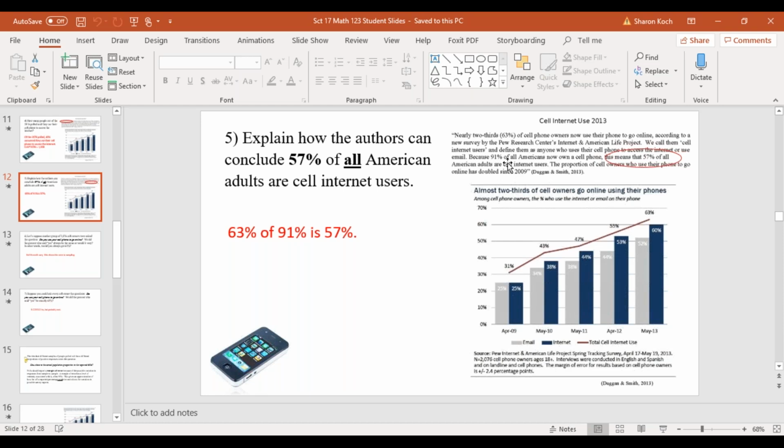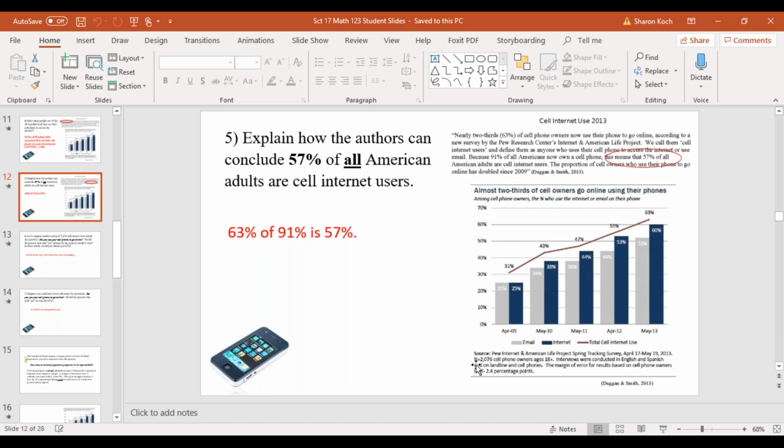Because 91% of Americans now own a cell phone, if I take 63% of that 91, that means 57% of all American adults are cell phone users. So that's basically what the paragraph is saying. Let's look at some more data here. Underneath this, it's actually giving me a little bit more information also.